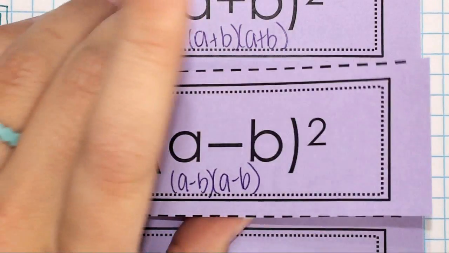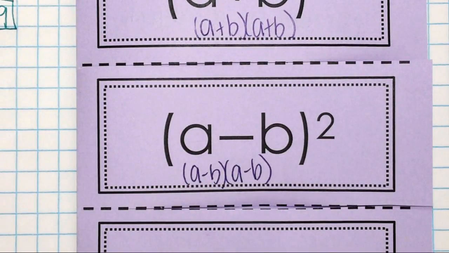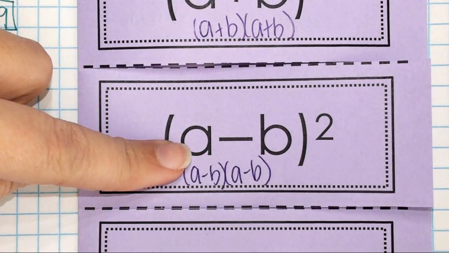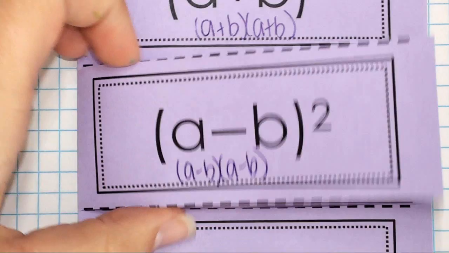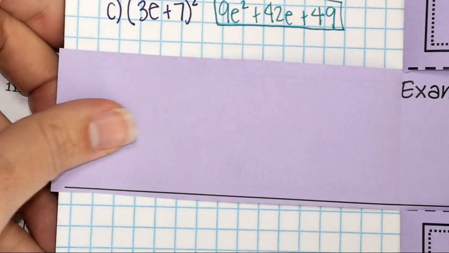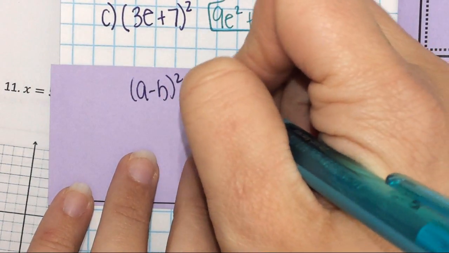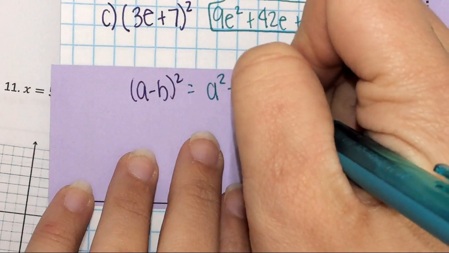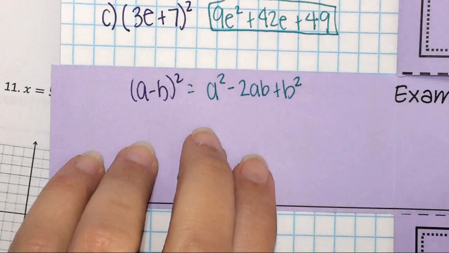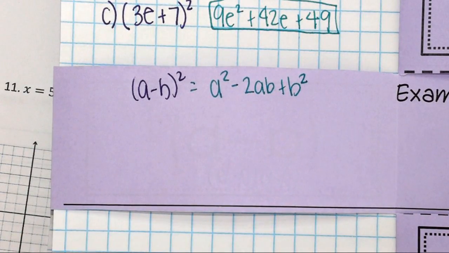Alright, open your flippable. Now, is there any difference in this problem than in the top problem? It's a subtraction. But you still do the same process, except you're going to subtract. So if you have a minus b quantity squared, your answer is going to be a squared minus 2ab plus b squared. Why do you think it's plus b squared? Zach is telling us. Good, take a point.